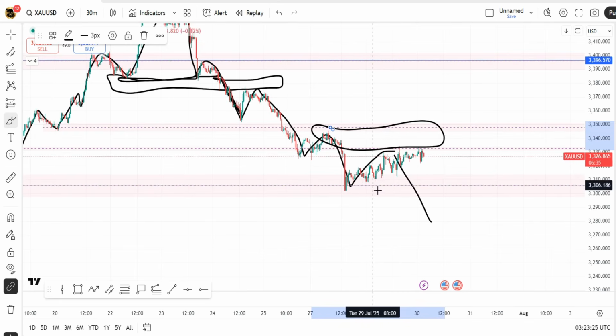Why did we buy from here? Because this was a support area. Why we did buy yesterday, I have explained to you with those parallel channels, and I will still open it after that.